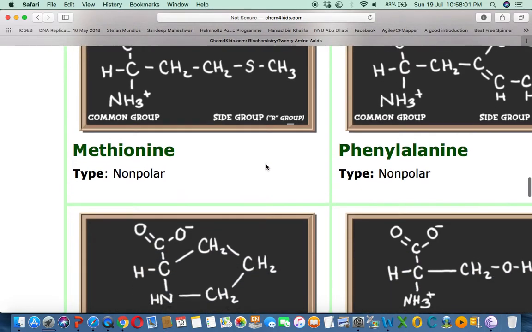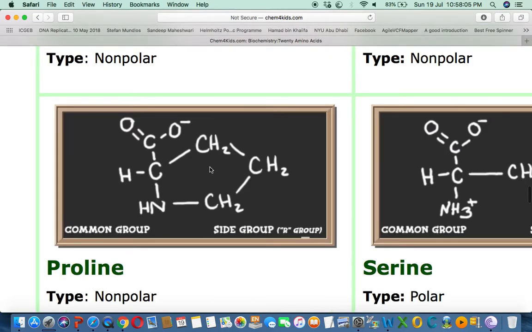The last unique amino acid is proline, and if you can see, this is the only amino acid where the side group makes a ring structure with the amino group. And if you look, this is not NH3 plus or NH2, this is NH. So proline is actually not an amino acid but an imino acid, I-M-I-N-O. Because this is an imino group and not an amino group, it is called a secondary amino acid. All other amino acids are primary.